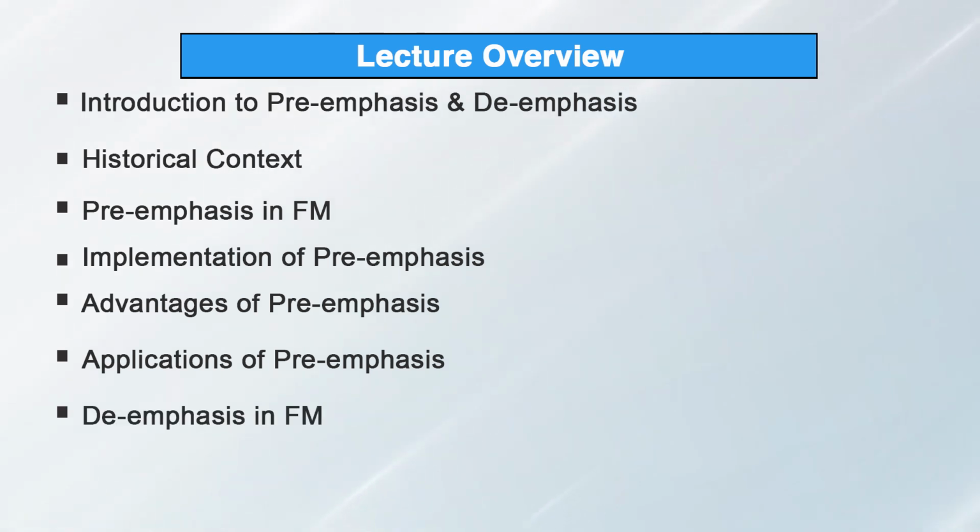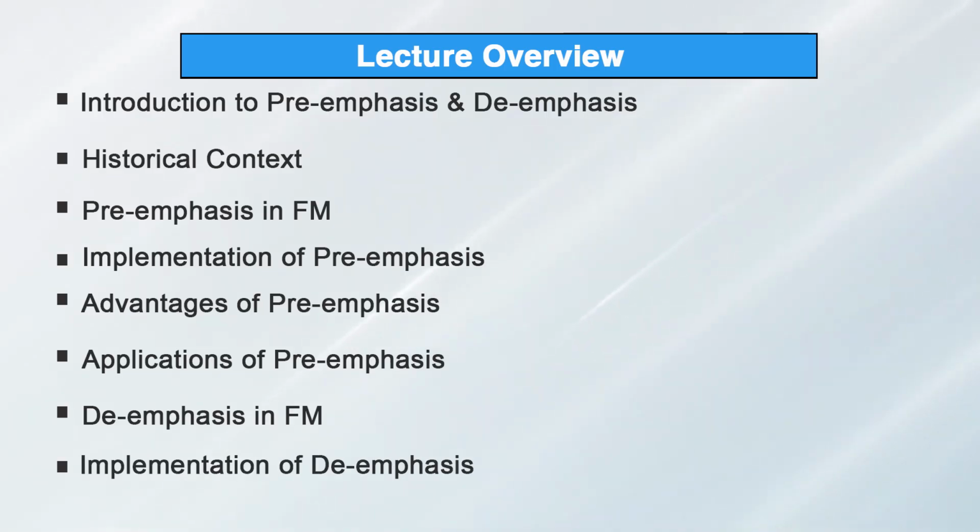Shifting gears to de-emphasis, the complementary process attenuates high frequencies in the received FM signal to restore the original audio frequency response. After that, we will take up implementations of de-emphasis. It is implemented using a low pass filter with a frequency response curve that complements the pre-emphasis curve, ensuring fidelity in audio signal reproduction. Then the benefits of de-emphasis will be covered.